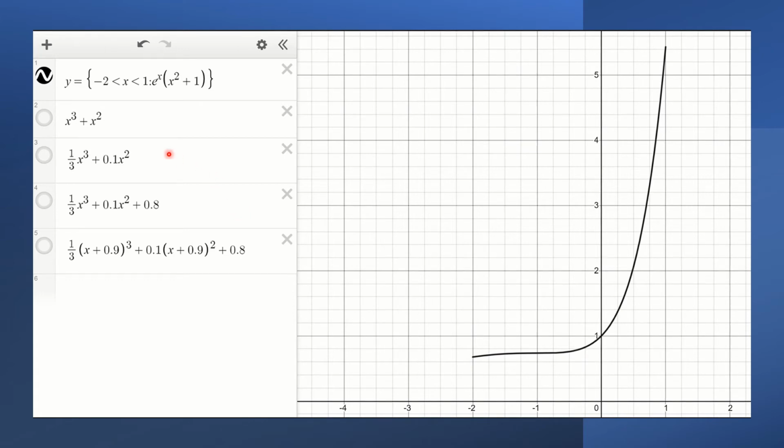So first, let's put maybe some x^3 plus x^2, then add some transforms, and then a y transform, and then eventually an x transform. And now we have a polynomial that approximates e^x times (x^2 + 1) on this interval and doesn't have the e^x. It's just a polynomial. And the concept of the Taylor series branches off of this idea.